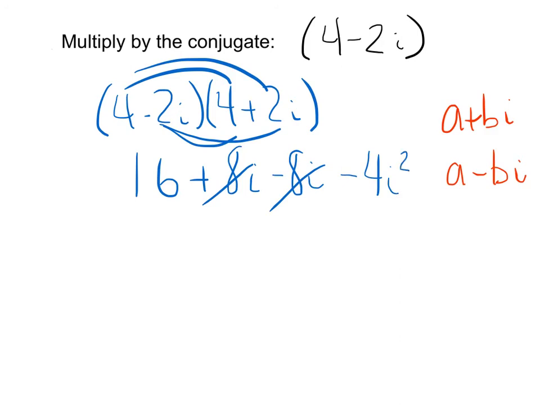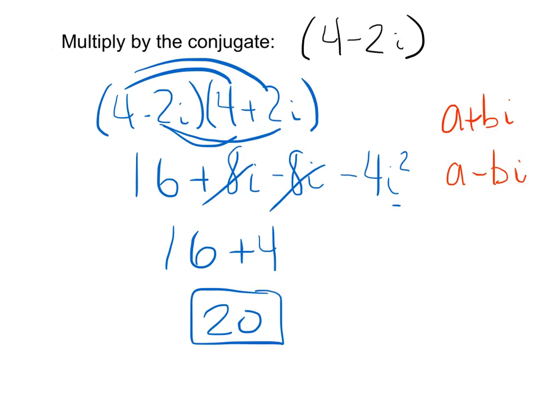Again, i squared is -1, so let's replace the i squared with -1. I have 16 then plus 4 for an answer of 20. Now this is the whole purpose of the complex conjugate, to get rid of the imaginary part and give us simply a real number.